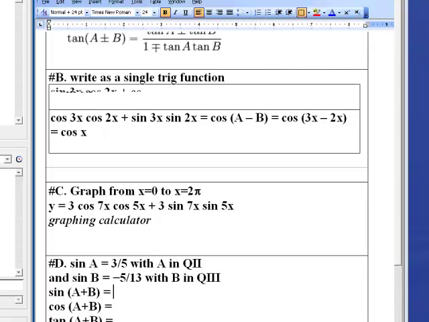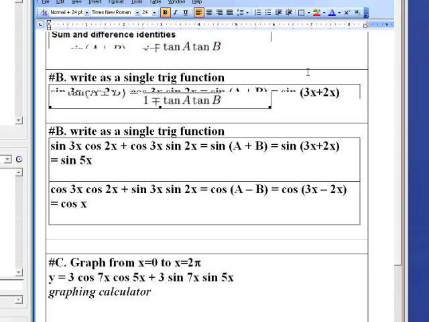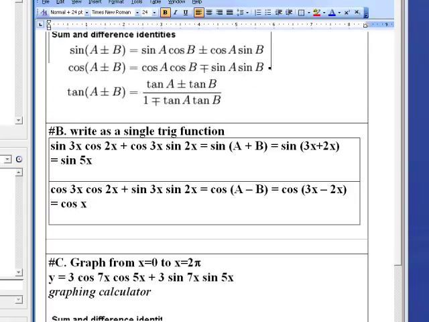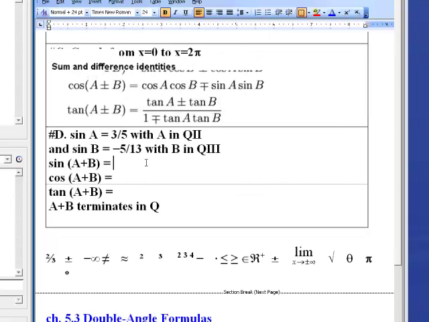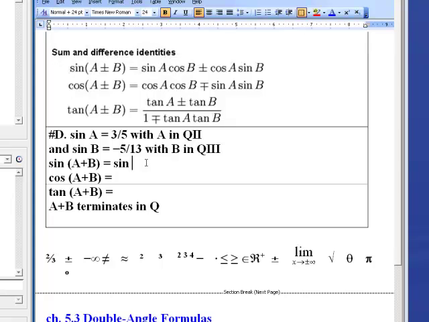So let's start out with sine A plus B. Let me get the identities again. Okay, here we go. Sine A plus B. Well, that's going to be sine A cosine B plus cosine A sine B. Plug in the numbers. We already know that sine A is 3/5.